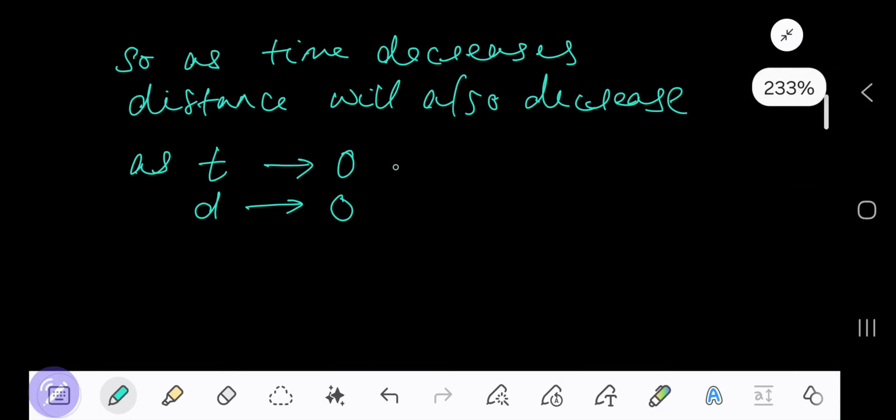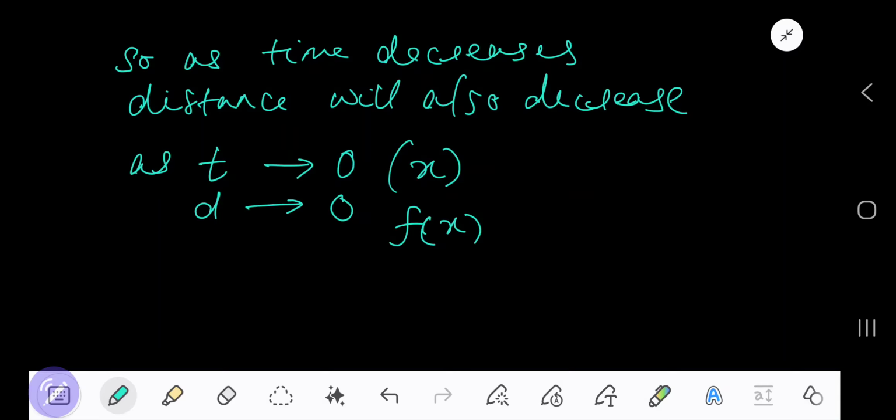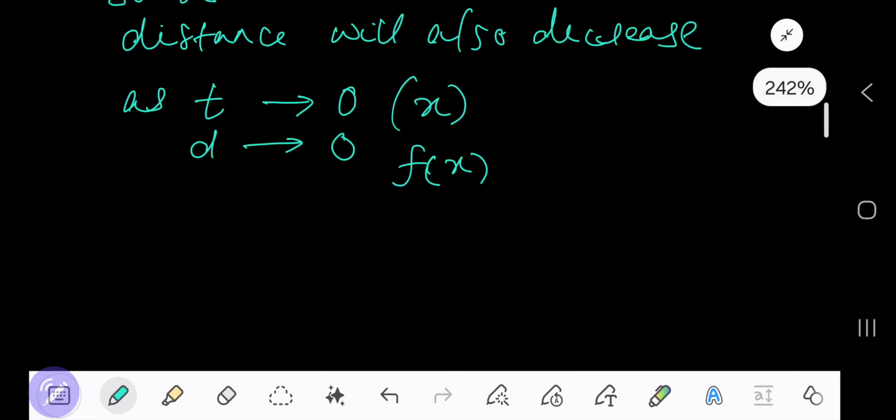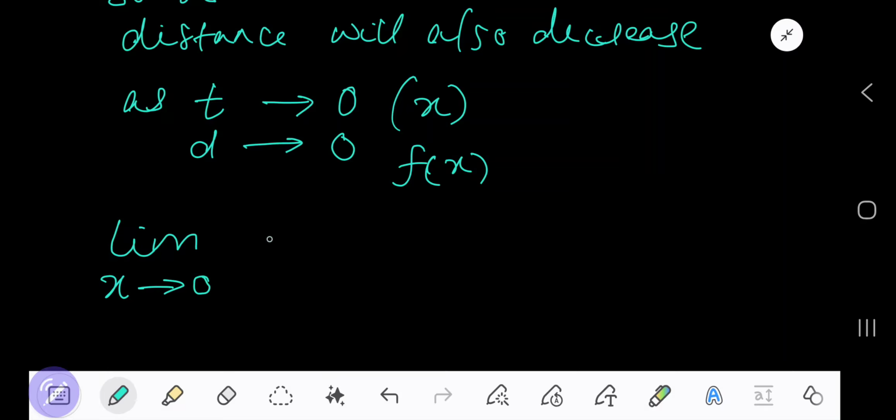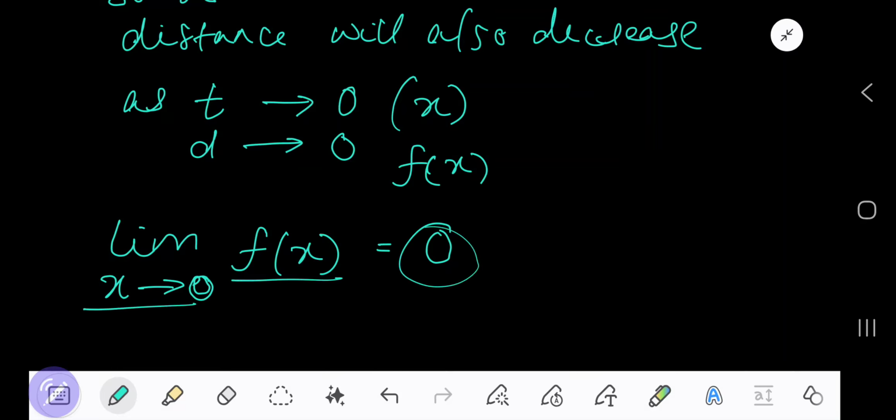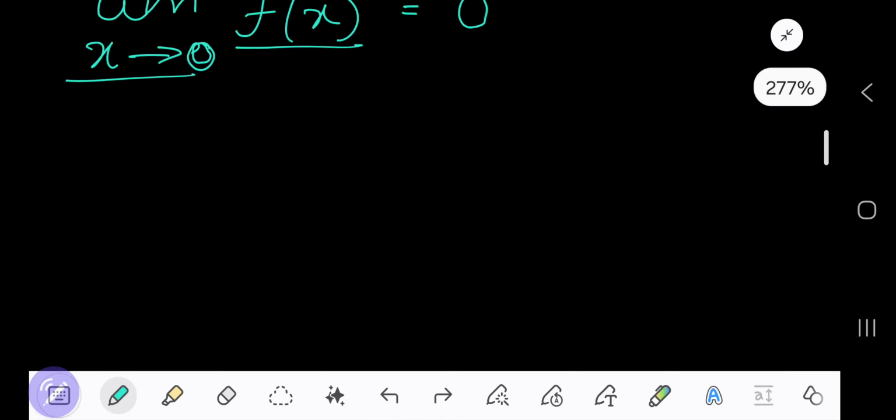Now if for time we assign the variable x, and for distance f of x, what can we say? We can say that the limit (lim is short for limit) as x, which is time, approaches 0, of f of x equals 0, because the limit as time approaches 0 of distance is just 0. Hence we can say it this way.